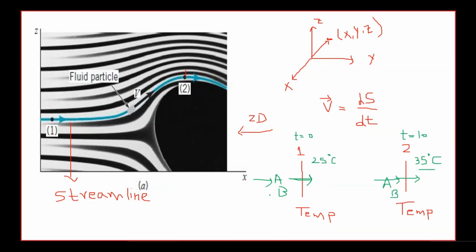Similarly, when person C passes and then person D passes, for all the persons the sensor at point 1 is measuring the same temperature, 25 degrees Celsius, and the sensor at point 2 is measuring the same temperature. The persons A, B, C, D, E keep on moving through these points, and at all the points the temperature is fixed at 25 degrees Celsius and 35 degrees Celsius, right? Yes, sir.